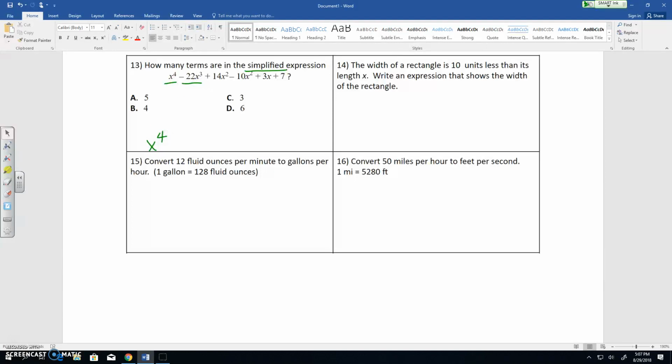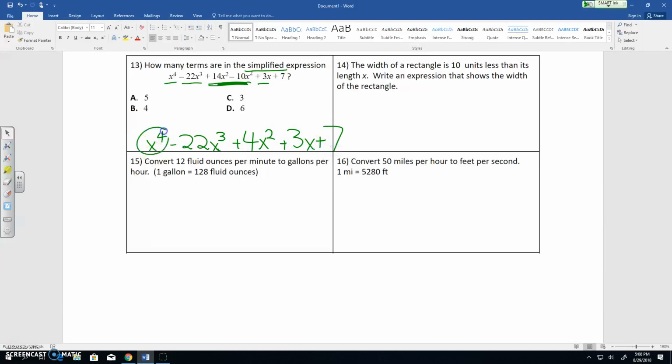Here we've got an x to the third, no other x's to the third, so that's going to stay negative 22x to the third power. Here we have a 14x squared and a negative 10x squared. We can combine those. So 14 minus 10, we know that's going to be 4, and that's 4x squared. So those two things go together now. Then we have a 3x, nothing to combine with a 3x, so it stays 3x. And same thing with 7, nothing to combine with 7, so it stays separate.